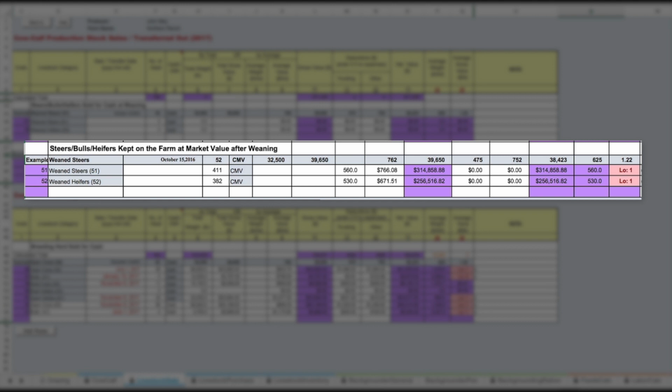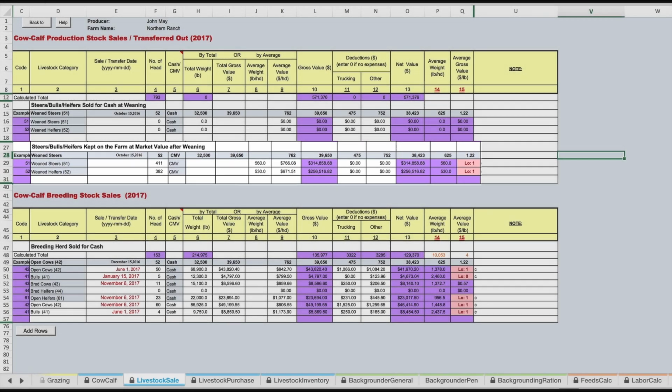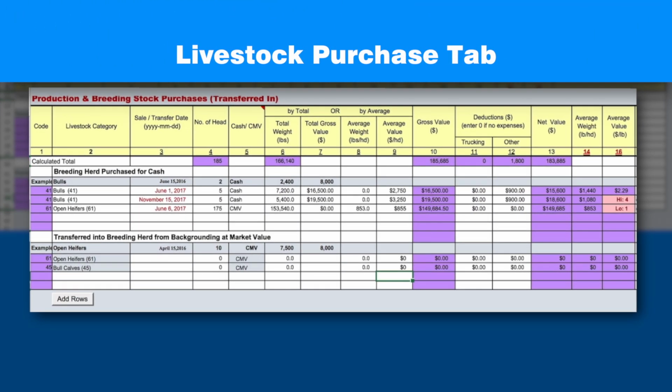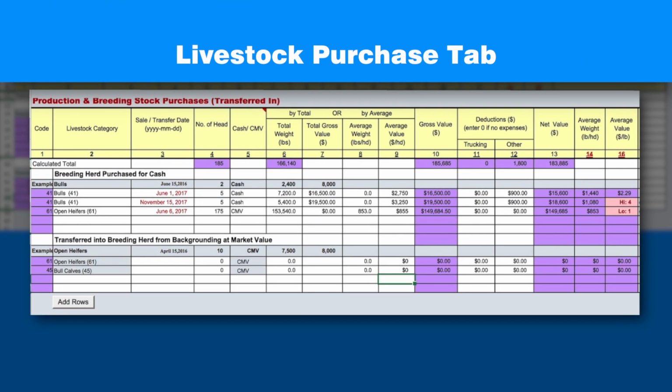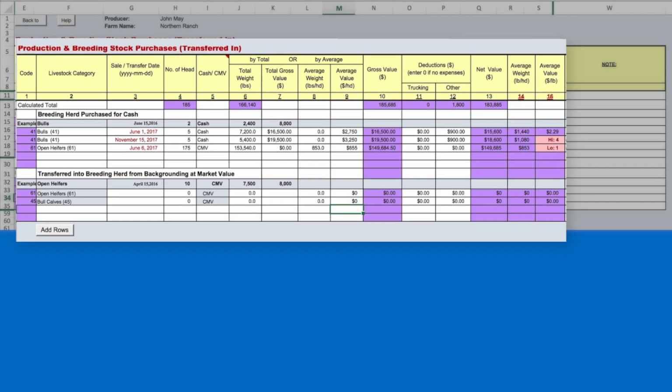Similarly, farm-raised replacement heifers are considered to be transferred into the cow herd at breeding time. The value used should be current market value, the amount you would pay for similar stock if you purchased them from another producer. On the Livestock Purchase worksheet, the focus is on reporting the purchases and/or transfers into the cow-calf enterprise. Data entry on the worksheet mirrors the Livestock Sales worksheet, the difference being the purchase and/or transfer in of stock into the cow-calf enterprise.